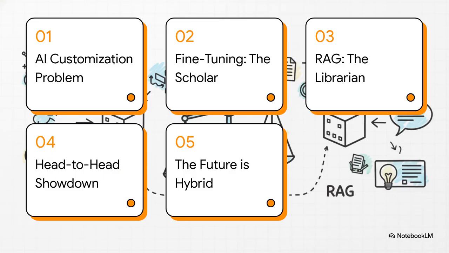Okay, so here's our game plan. First, we'll tackle the big question. Why even bother with customization in the first place? Then we'll get to know our two main contenders, fine-tuning, which we're calling the scholar, and RAG, the librarian. We'll put them head-to-head, see where they shine, and then, and this is the really cool part, we'll explore how they might just be better together.